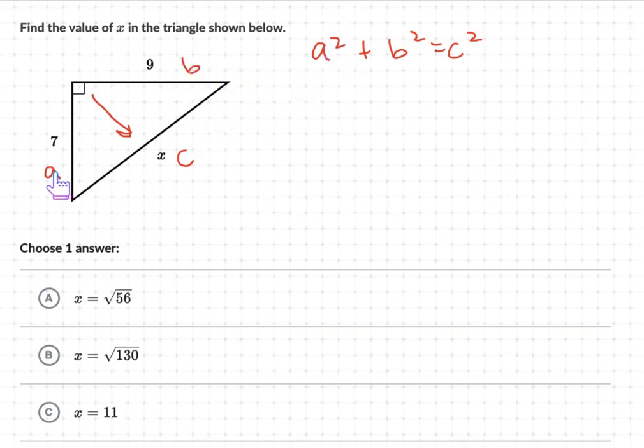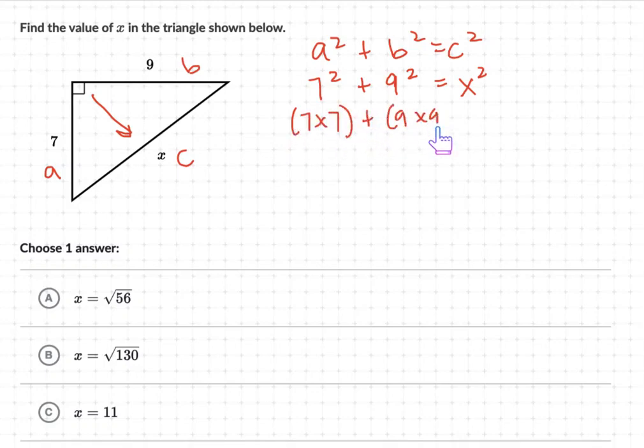We're going to replace a with 7 in our equation, b with 9, and c doesn't have anything, so we're going to keep that as x. You could also keep it as c if you want. That way, you know what you're solving for. This is 7 times 7 plus 9 times 9 equals x squared. In this problem, the missing side is the hypotenuse. So notice how you have the a and b, and you're going to solve for your hypotenuse.